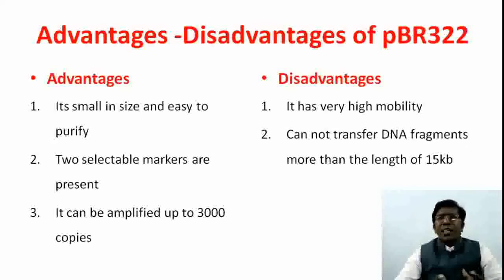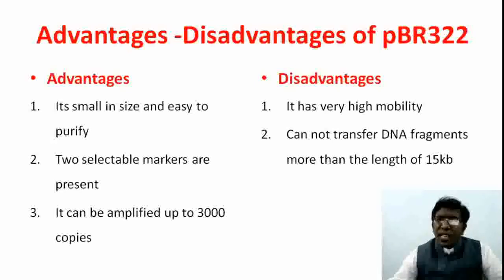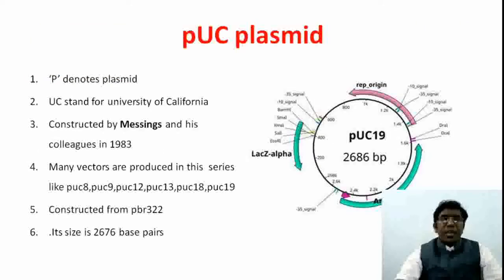It means the pBR322 carries genes and introduces them into a host cell, but the length of the genes it carries must be below 15 kb. It means if the length of the DNA is more than 15 kb, the pBR322 cannot carry that DNA molecule. That is the disadvantage. Now let's see another plasmid called the pUC plasmid.